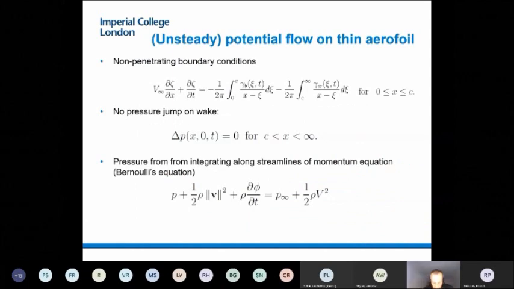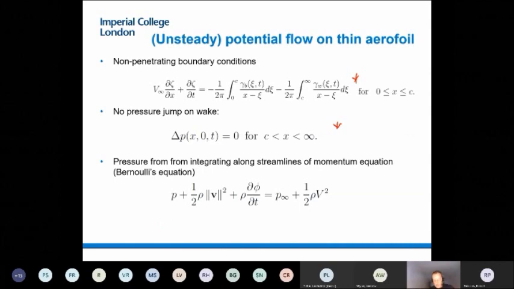So what we have fundamentally is this equation first. That's the non-penetration condition on the airfoil. Second, you have the pressure on the wake, the no pressure jump on the wake. And third, well, we need something to link pressure and velocity. This is achieved from the equation we haven't used from Navier-Stokes, which is the momentum equation. If you take the momentum equation and integrate it along streamlines, and again, this is something very easy to find, so I won't go through the details.